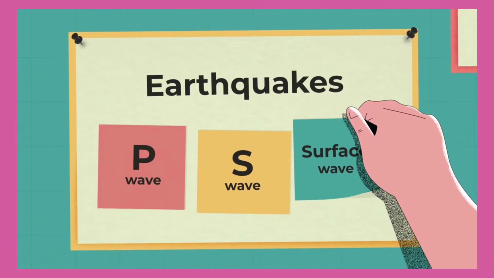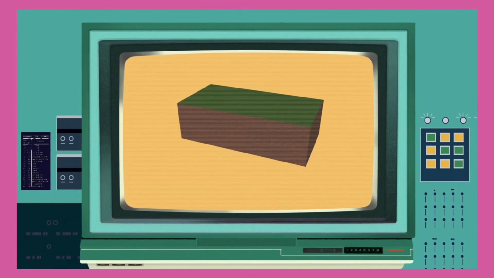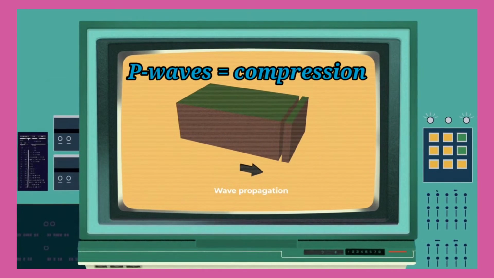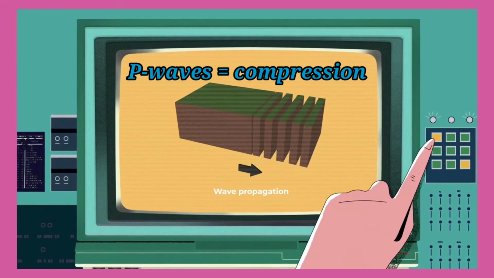Earthquakes create three different types of waves: P, S, and surface waves. The P waves, or primary waves, are compression waves. They're also known as push-pull waves. They travel the fastest and are the first waves to be detected.